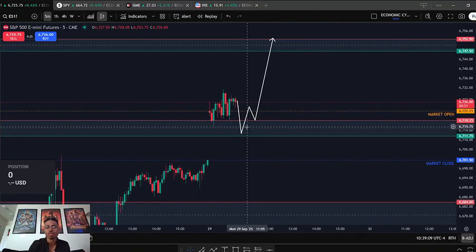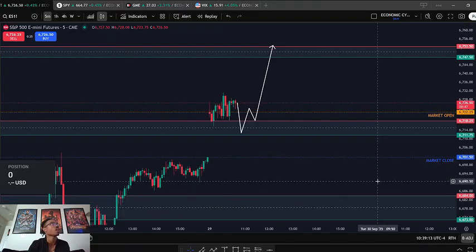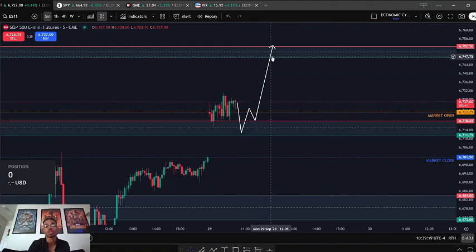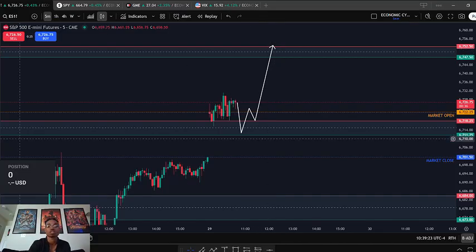If we have a sweep below and a retest, that means we are targeting 66.73 for the day. And if we have a sweep and a retest above, that means we're targeting 67.52 for the day.